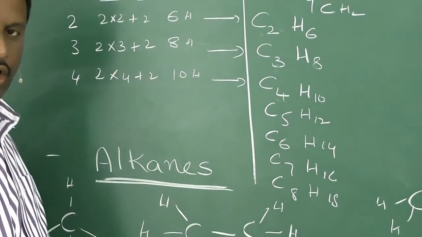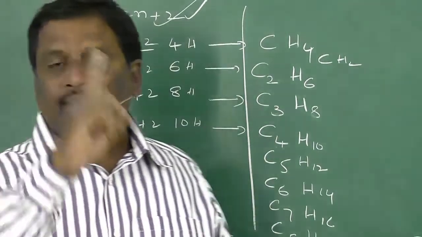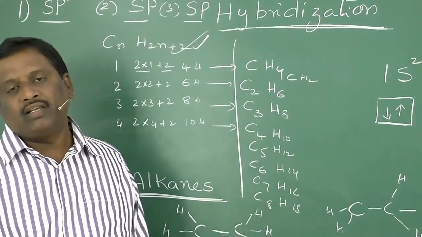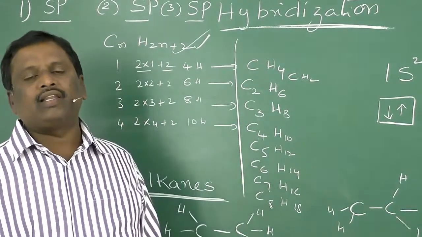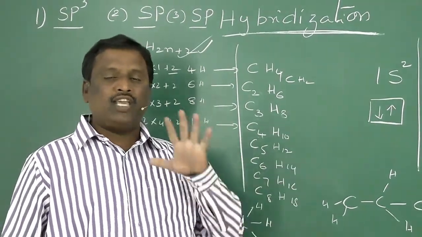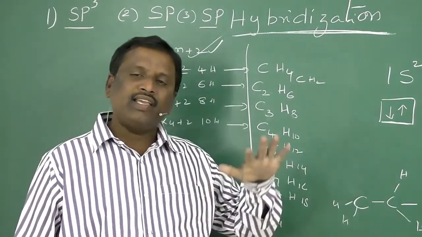Now, carbon can exhibit three types of hybridizations. They are sp3 hybridization, sp2 hybridization, and sp hybridization. It forms stable compounds with all these three hybridizations.